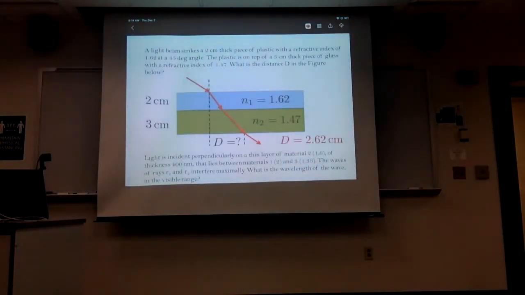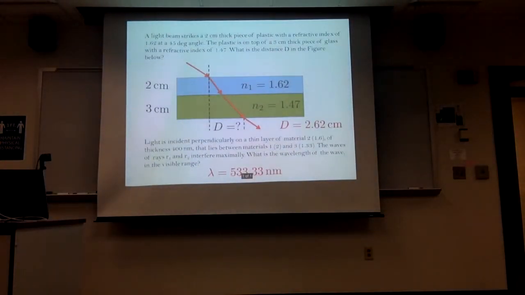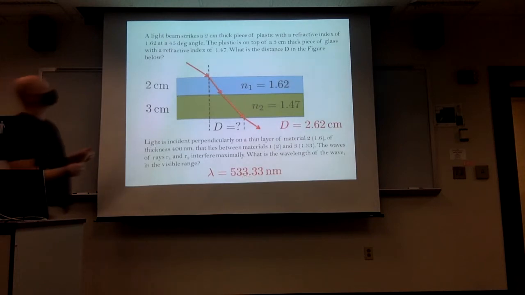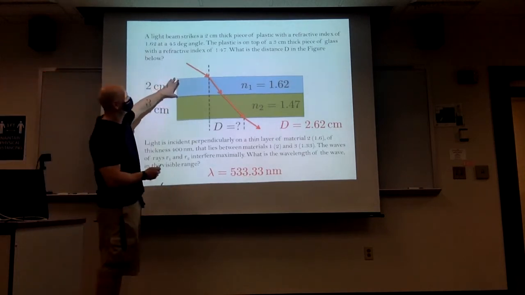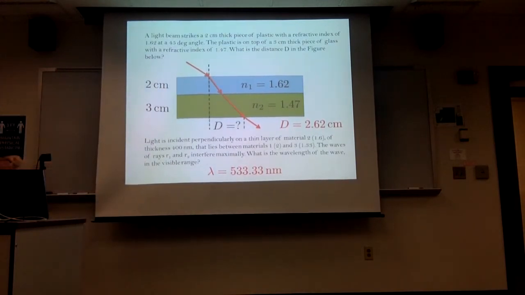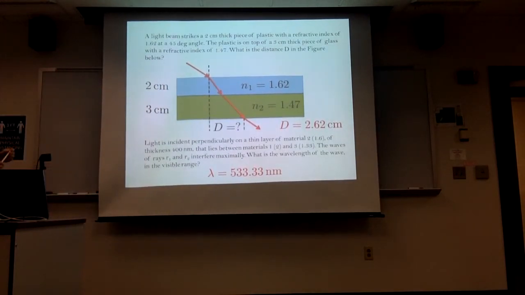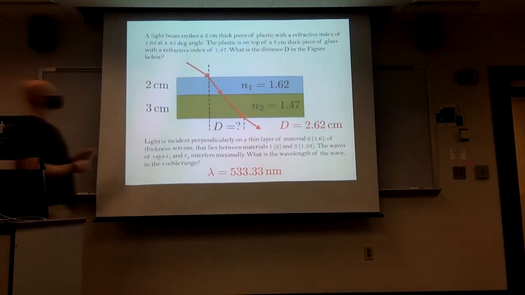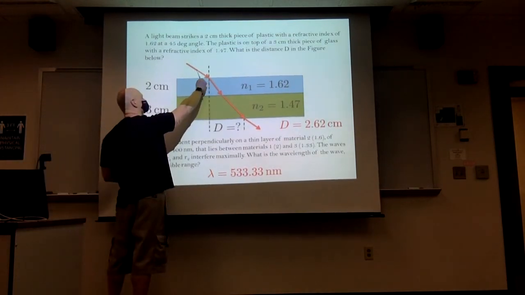First one's nice and easy. This is just a Snell's law problem. It says we have a light beam that strikes a 2 centimeter thick piece of plastic with an index of refraction of 1.62 at an angle of 45 degrees, which means that this angle here is 45 degrees.